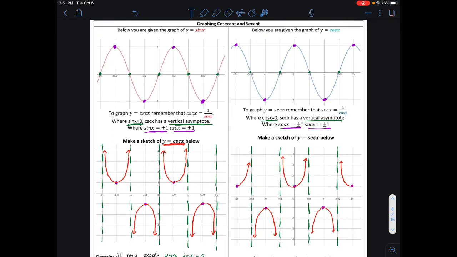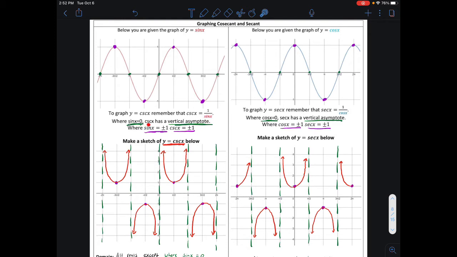Now let's look at graphing the reciprocal functions of sine and cosine, and that takes us to cosecant and secant. The reciprocal of sine is the cosecant function, and the reciprocal of cosine is the secant function. And so we'll start here on the left-hand side. The reciprocal of sine being cosecant, that means cosecant is 1 divided by sine.